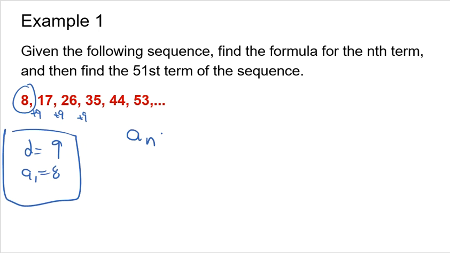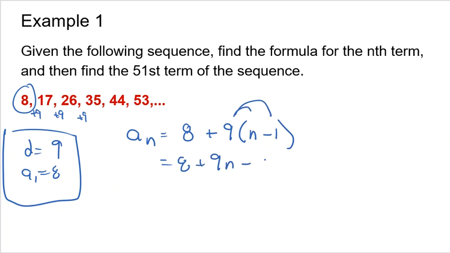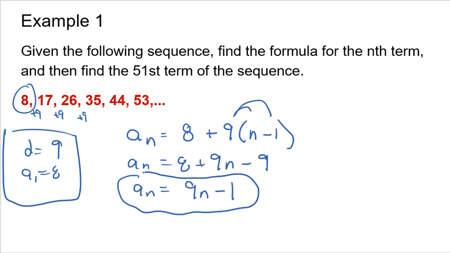So a formula to find any term is going to be the first term plus that common difference times n minus 1. It's that easy. Now again, we like to clean this up. So I'm going to distribute the 9. So I get 8 plus 9n minus 9. And then of course we can combine the like terms. So that's going to be 9n, 8 minus 9 is negative 1. So there is a formula to find any term we want.